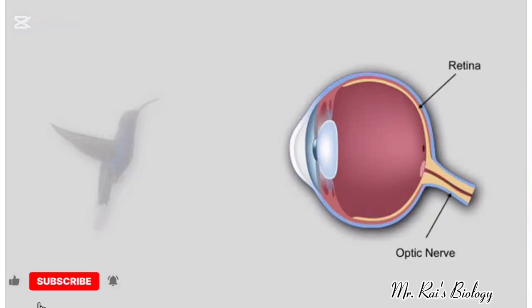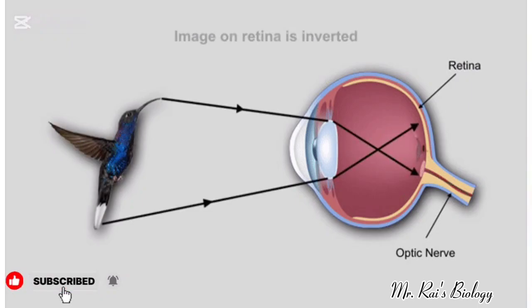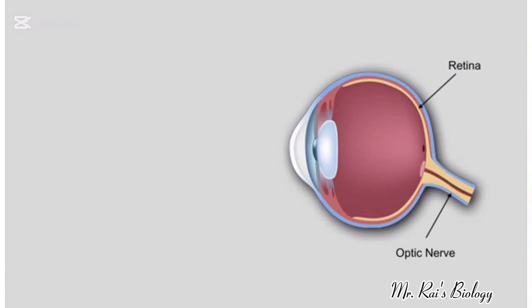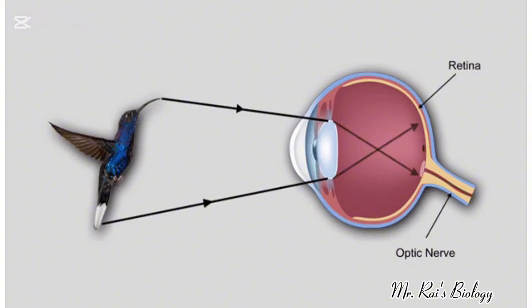Okay, let's see one example. The light falls on the object, that is the butterfly, and the light is reflected, and the reflected light passes into the eye.